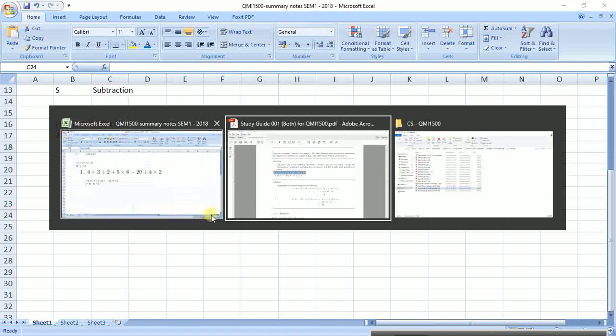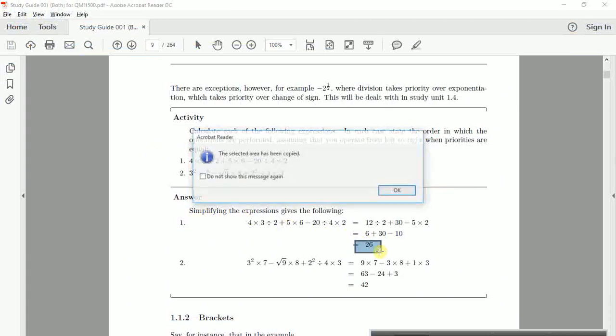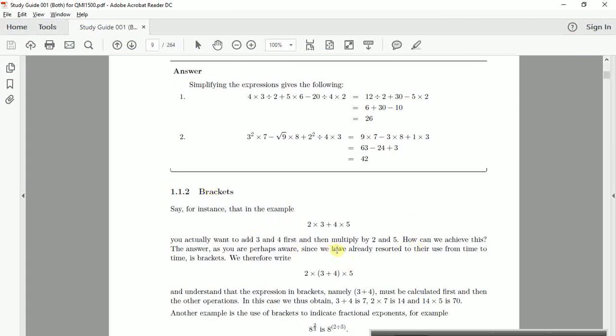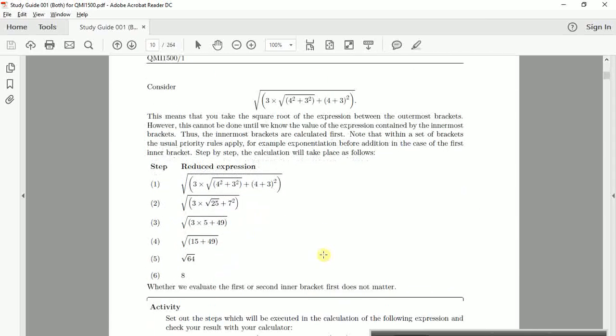Does that make sense? Yes. Okay, so that's what they should have done there. Right, so that's what they did. Okay, then they talk about brackets. We just spoke about brackets.